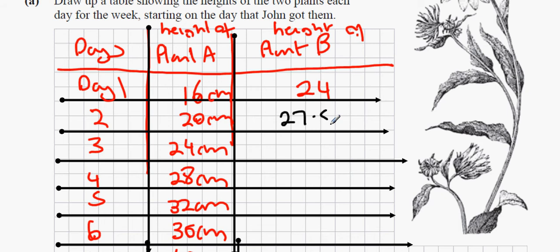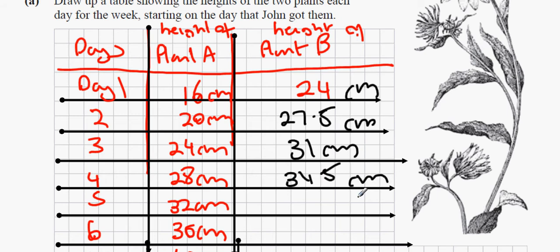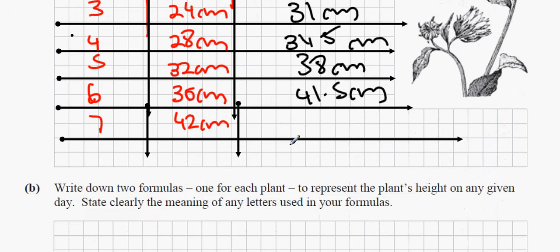So 25.7, 31, 34.5 centimeters. Just keep adding on 3.5 every time. 38 centimeters, 41.5 centimeters, and 45 centimeters.